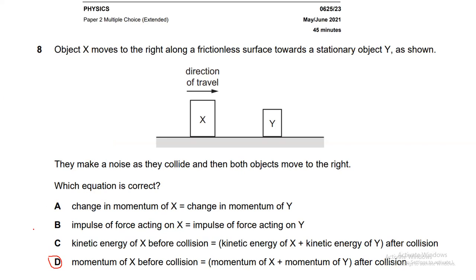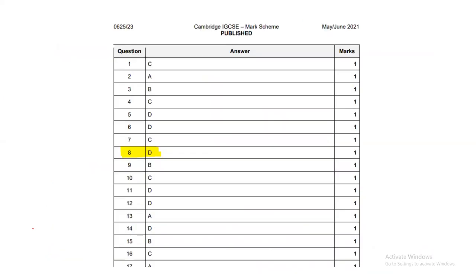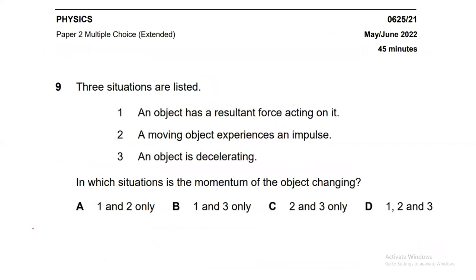It looks to me D. Question number 8, D is the right answer, sir. So now we have the May, June 2022 2-1 paper.